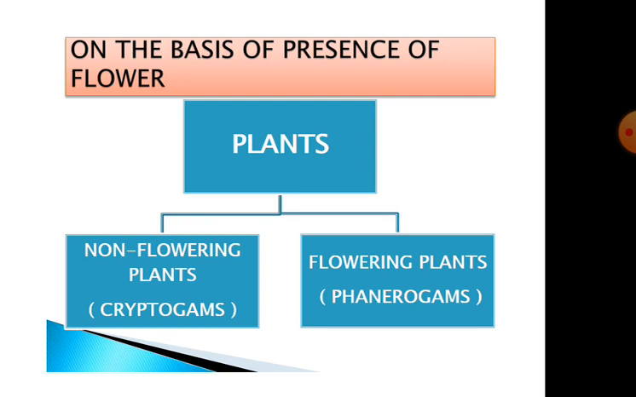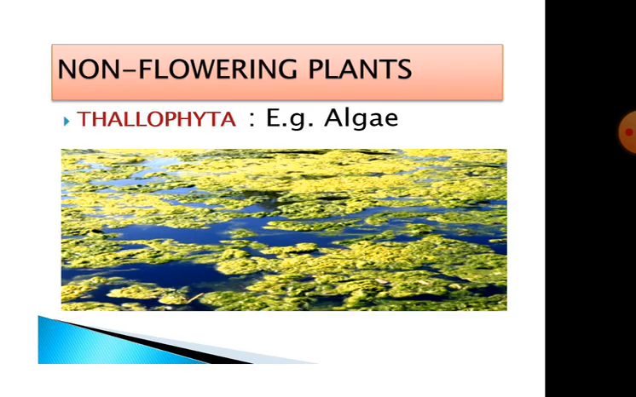Now, on the basis of presence of flowers, plants are classified into non-flowering plants and flowering plants. Non-flowering plants are also known as cryptogams and flowering plants are also called phanerogams. Non-flowering plants are classified as Thallophyta, Bryophyta and Pteridophyta. Thallophytes are those non-flowering plants which do not bear root, stem or leaves.